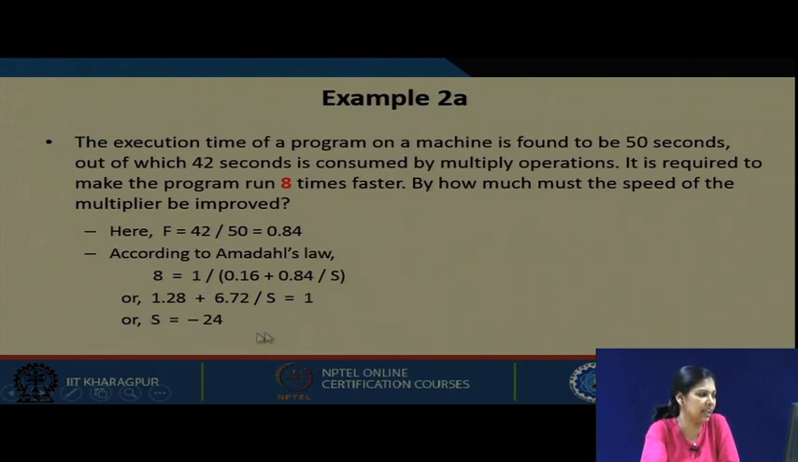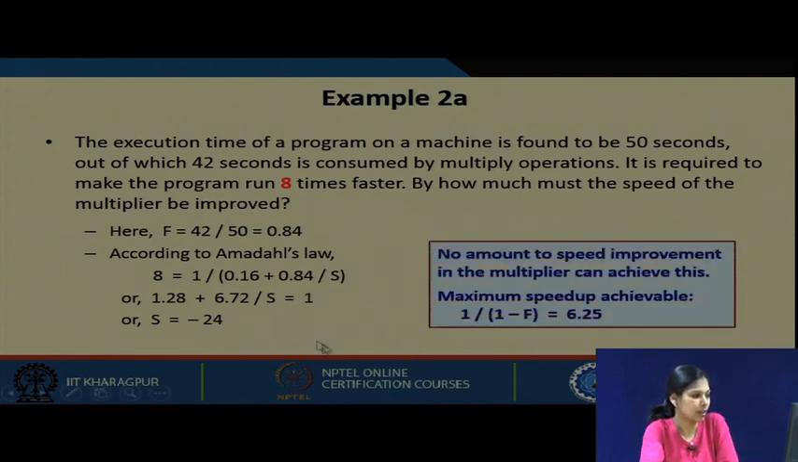And what I get is a negative value. Why am I getting a negative value? We need to see whether we can at all make it 8 times faster, because there is a limitation on how much part the enhancement can be performed. In this case, 1 divided by 1 minus f, that is 1 divided by 1 minus 0.84, is 6.25. So the maximum achievable speed up is 6.25 and you are saying you want to get 8. That is not possible. You cannot have a speed up of more than this achievable speed up, as we have already seen earlier. So no amount of speed improvement in the multiplier can achieve this.